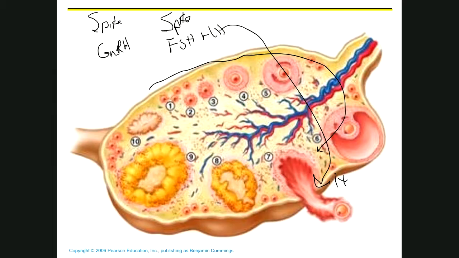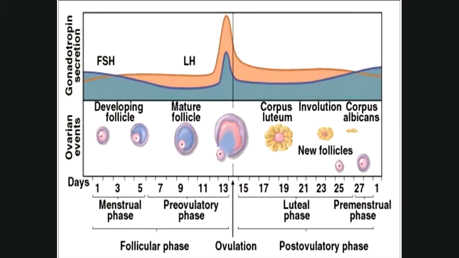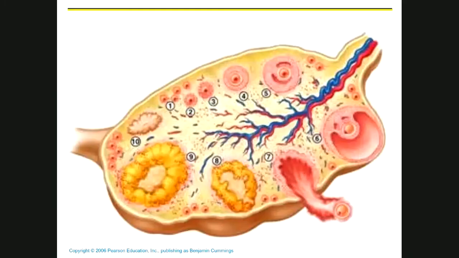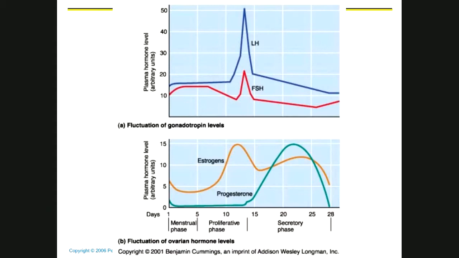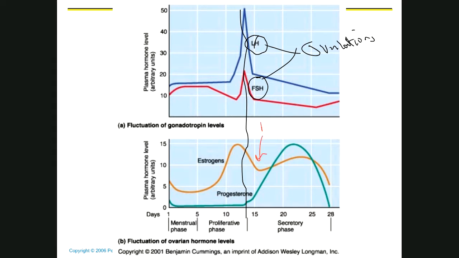And we can see that here. So look, here's day 14 right there. It's where we get this spike of FSH and LH. And that spike is what's going to cause ovulation. Well, ovulation causes the follicle to rupture. And so the rupture makes the estrogen dip. It dips because it's ruptured and it's interfered with.